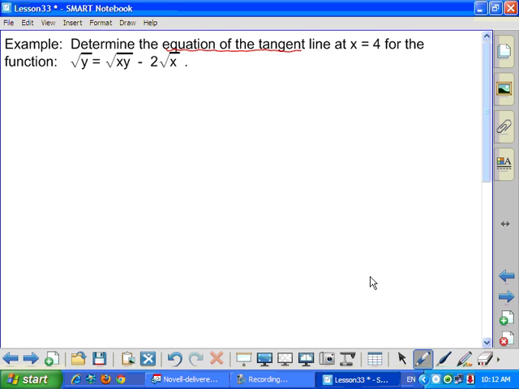First thing I'm going to do is I'm going to rewrite everything in exponential form. So x, y, and this one kind of has pretty much kitchen sink, you can think of it.